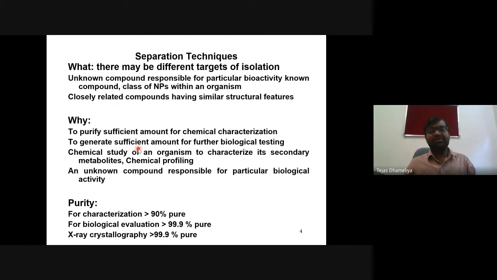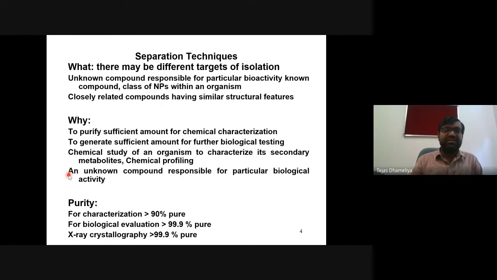Just like if you want to develop a new molecule against coronavirus disease 2019, in that case you should have at least 10 milligram of the compound which you are going to synthesize. This thought should be in your mind, that whatever compound I am synthesizing, at least 10 milligram of it should be synthesized. So that is also, to generate a sufficient amount for biological testing, chromatography has its application.